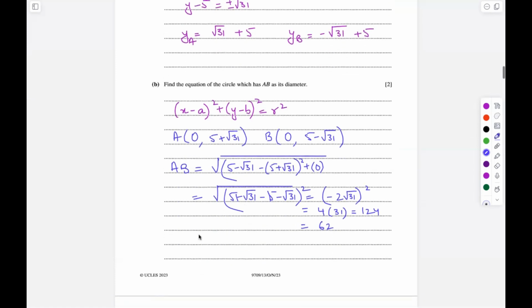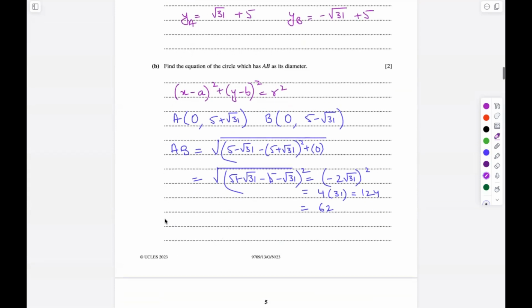Now, for the equation of a circle, we also need the center point. So the center point will be the midpoint. The x coordinate will be 0. And for the y coordinate, again, we have to add these two and then divide by 2. So finding the midpoint of AB, the x coordinate will be 0 and the y coordinate will become 5 plus 5 minus root 31 upon 2. So root 31 will cancel out. 5 plus 5, that is 10. And 10 upon 2 will become 5. So that will be 0, 5.